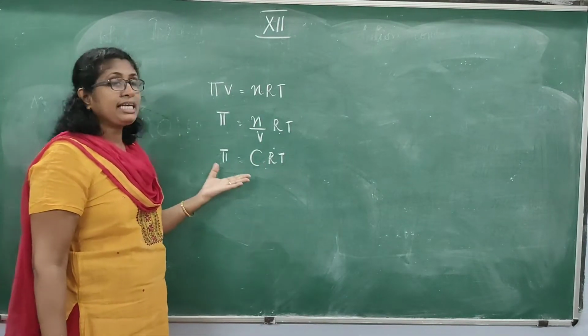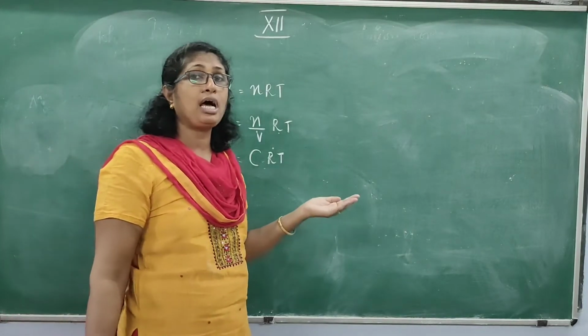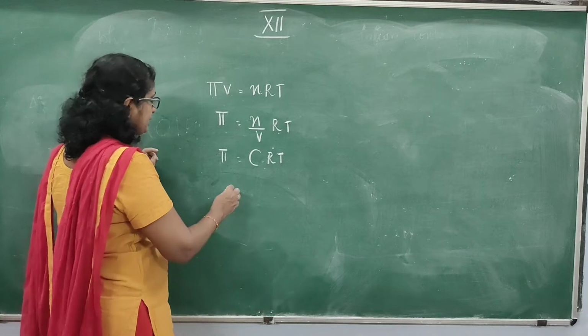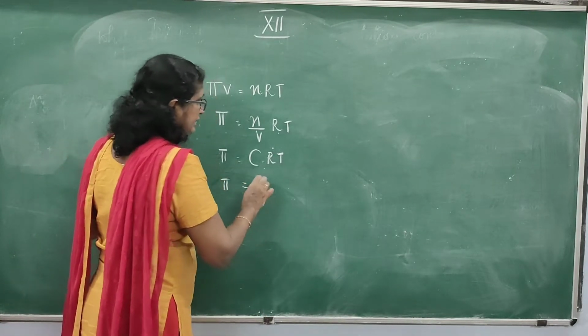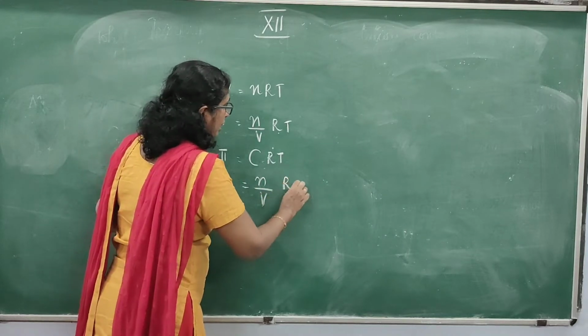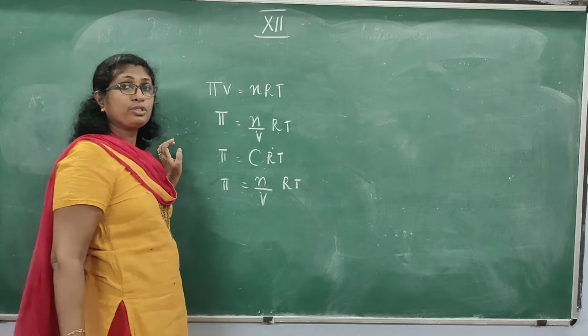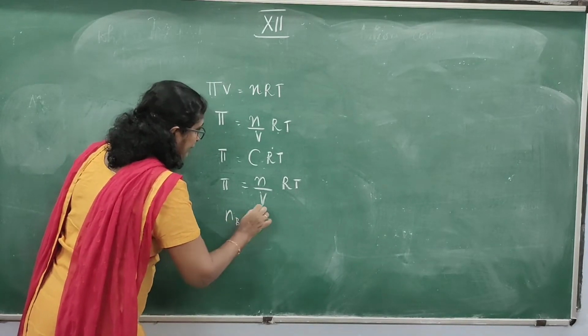And so this is a colligative property, and this is used to determine the molar mass. How will you find out molar mass? Pi is equal to n by V. Instead of C, I am writing n by V, number of moles per liter, into R into T. n is the number of moles of the solute, that is nB.